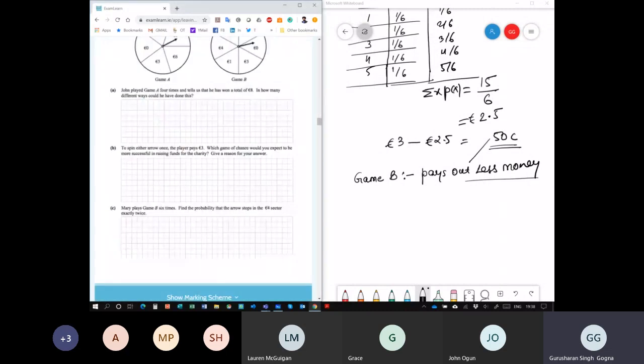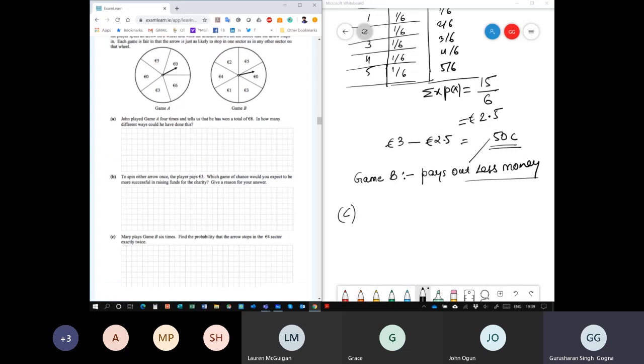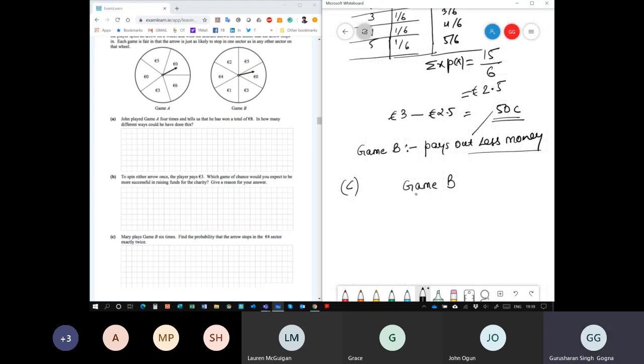Okay. Now part C of this question. Mary plays game B 6 times. Find the probability that the arrow stops in the sector which gives her €4 exactly twice. So she's playing game B 6 times, and 2 times she should get €4 in game B. Can anybody guess how we can do this question?